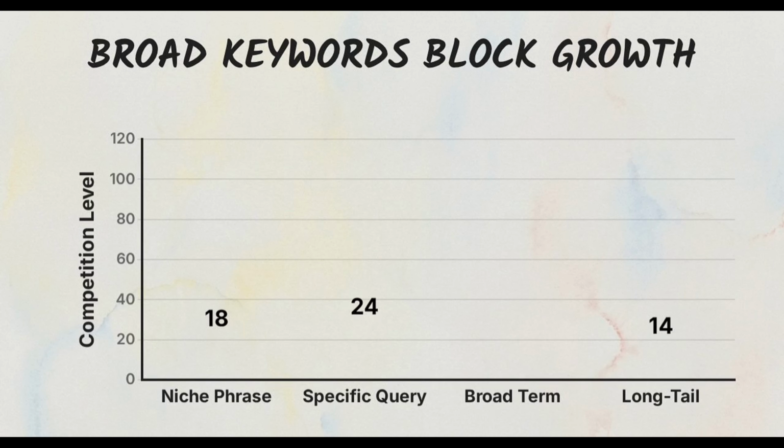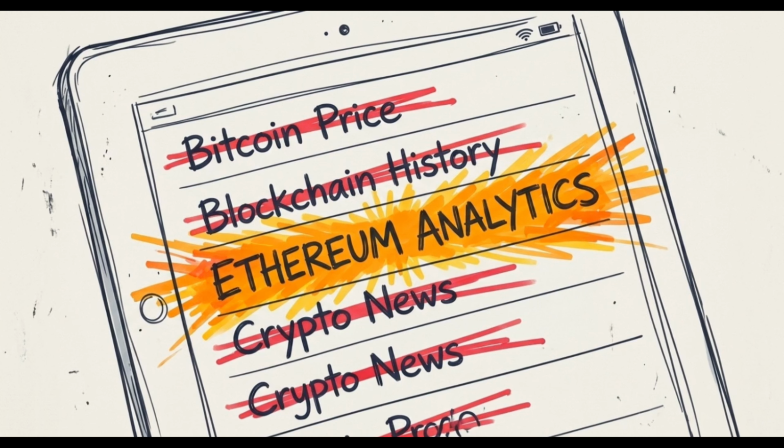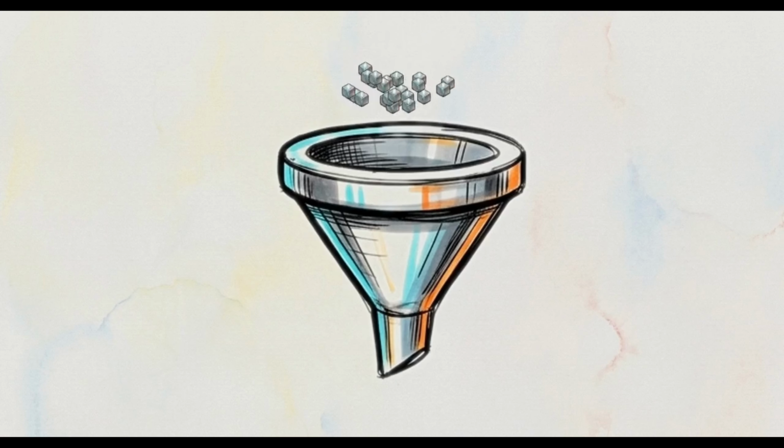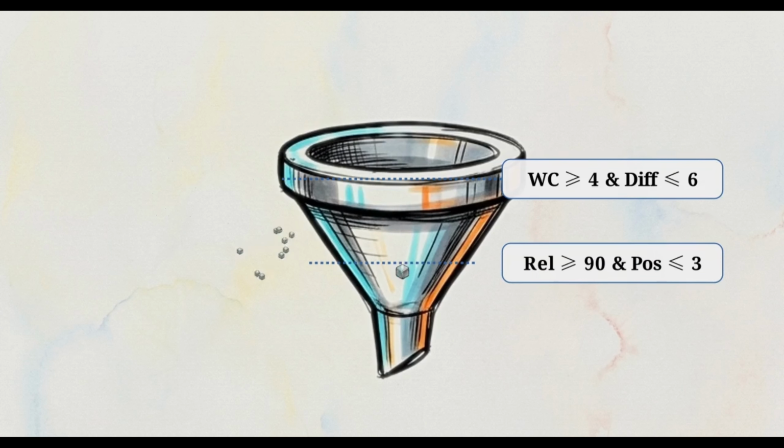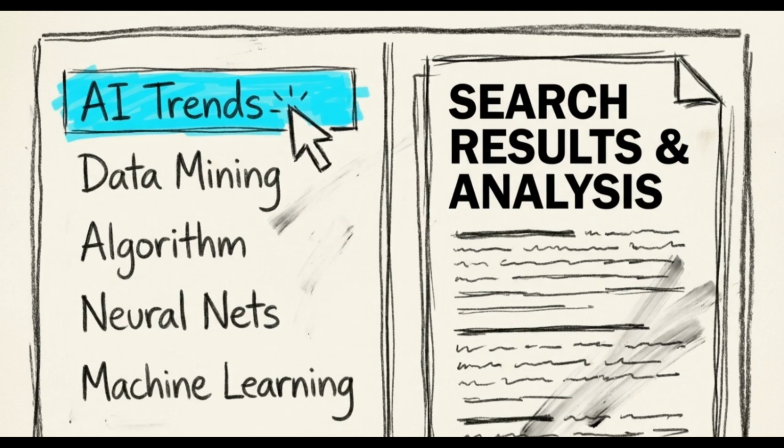Broad, single-word keywords are extremely competitive and difficult to rank for. To find the actionable terms, we have to strip away the junk data from our initial wildcard search. This funnel is our filtering process. Set word count to 4 or greater and cap difficulty at 6 to weed out massive channels. Finally, set relevancy to 90 or above and autocomplete position to 3 or lower. This guarantees top search suggestions. Look through the remaining terms, select the single best keyword for your video, and paste it at the very top of your blank text document.